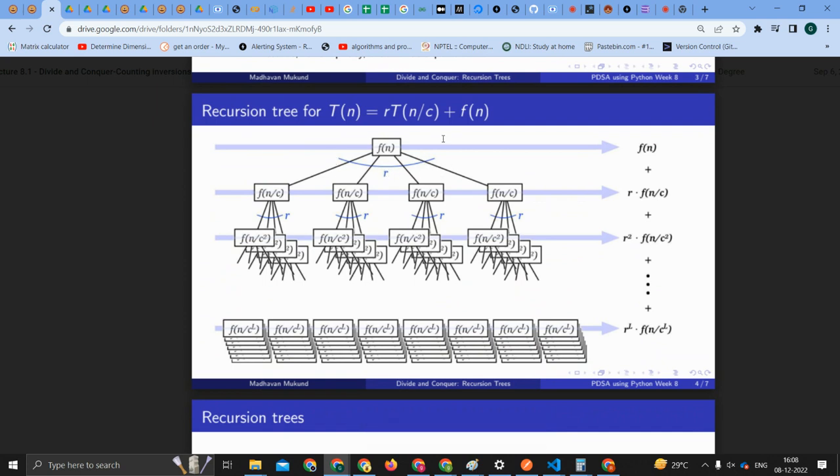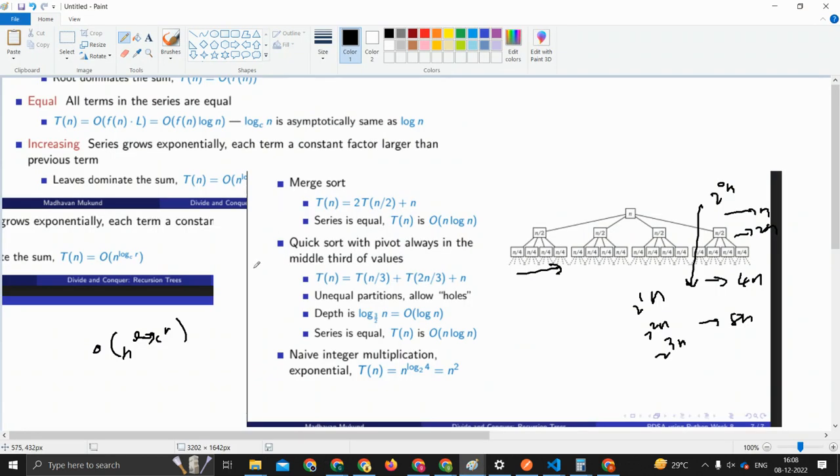Yeah, you're correct. R is 4. And each split, look at this. How much are you dividing the total number into? 2. So in this case, you are dividing it by 2. Which means C is 2, R is 4. Correct.